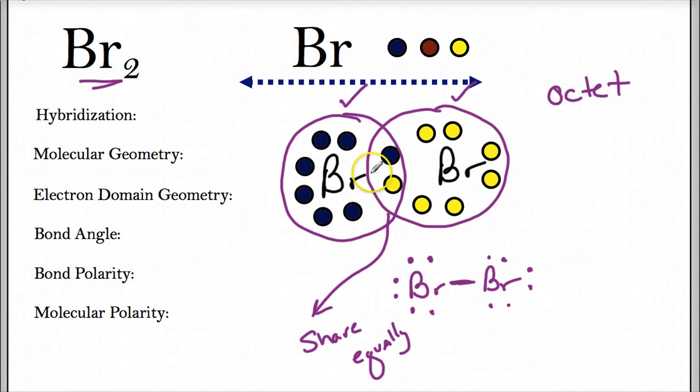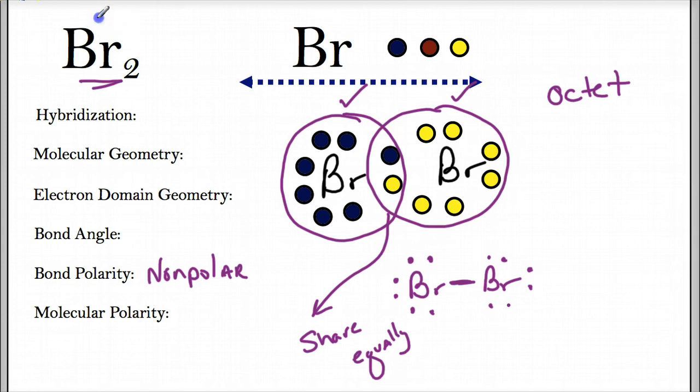Therefore, each end of this covalent bond is going to feel the same. There's no poles, there's no difference, and the bond polarity is nonpolar. This is an example of another nonpolar covalent bond because of the equal sharing. I may not have drawn it correctly, but the electrons are right down the middle.